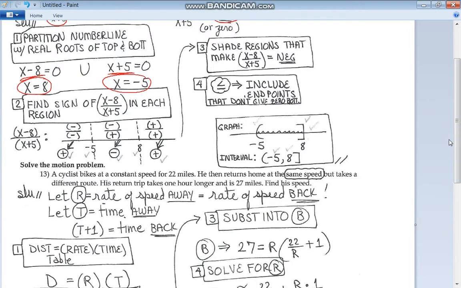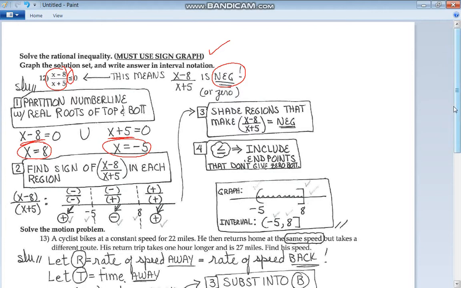Okay, then we're going to find the sign of the entire fraction, x minus 8 over x plus 5, in each of the regions. Okay, let's see, I'm trying to move that up a little bit. All right, so here's my -5, here's my 8. I've got everything busted up into 3 regions. Here's my fraction, and I'm going to choose a test point in each of the 3 regions to figure out the positive or negativeness of the top and the bottom of the fraction. Then divide them to get a plus here, divide them to get a minus here, divide them to get a plus here. Now, step 3, we're going to shade the regions that make the fraction negative because of what we said at the very top. So that means we're just going to shade the middle region, right?